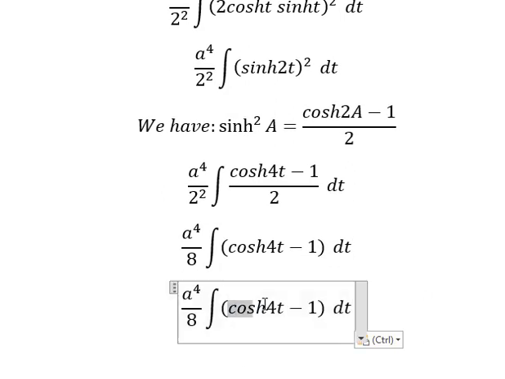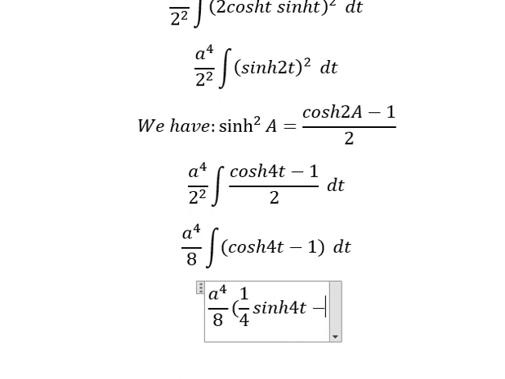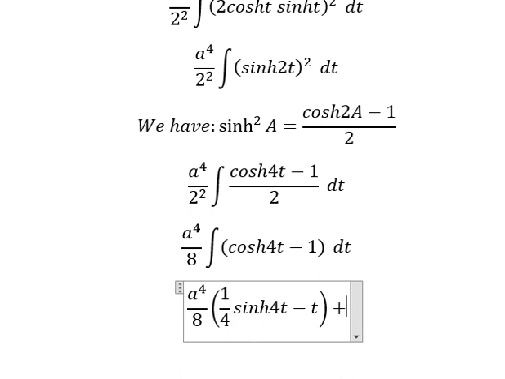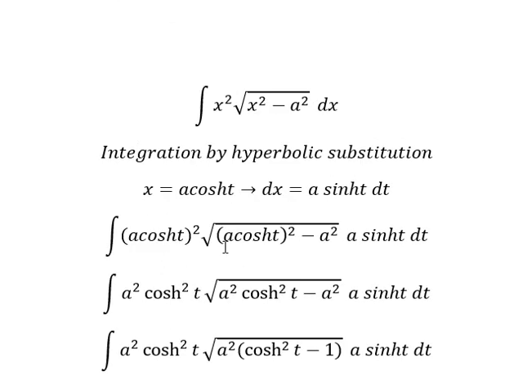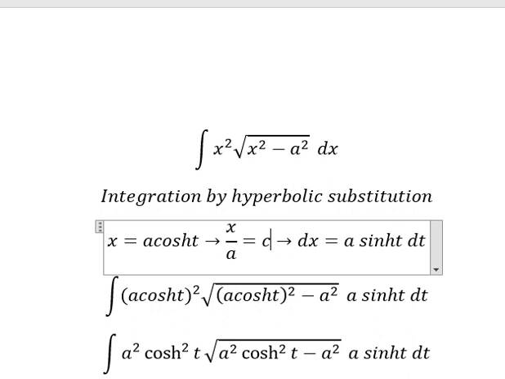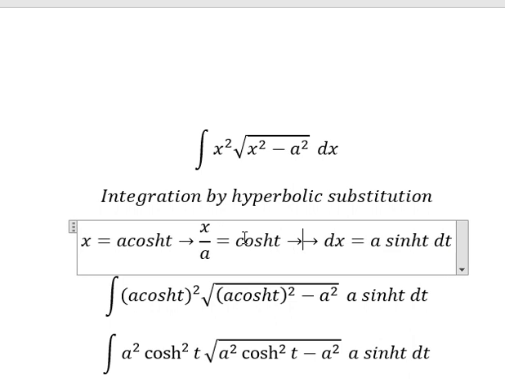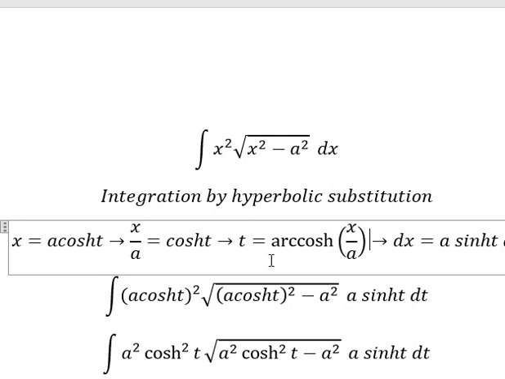So the integration of this one is 1 over 4 sin 4t. Number 1 is t, and I will put c. About t is this one. So we need to divide both sides by 8. And we can find the value of t. So I will put this one to change for t.